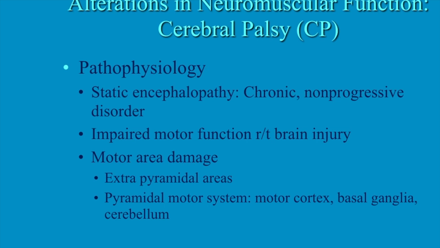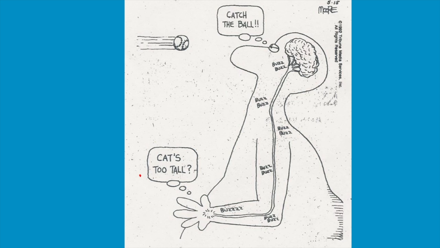The particular motor area that is affected will determine the type of signs and symptoms that they have. And these are what we call the extrapyramidal areas, and they run down the spinal cord. Primarily they exhibit a lot of spasticity and stiffness. They're also awkward with their gait. And this cartoon is a good depiction of how some children with CP function when they need to perform activities. Now, mind you, there is a wide spectrum of CP.